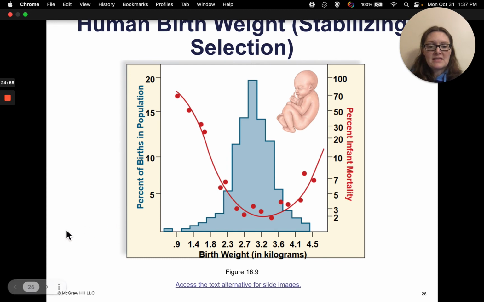So here we can see how that works. This is birth weight, this is percent of births in population, and this is percent of mortality. Babies that are in the middle are the ones that are going to survive the best. So the ones in the middle are the best at surviving. So this is stabilizing selection.